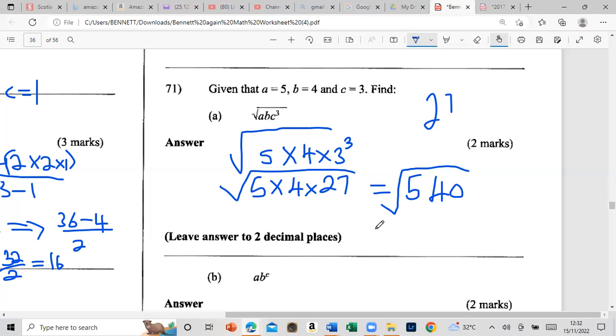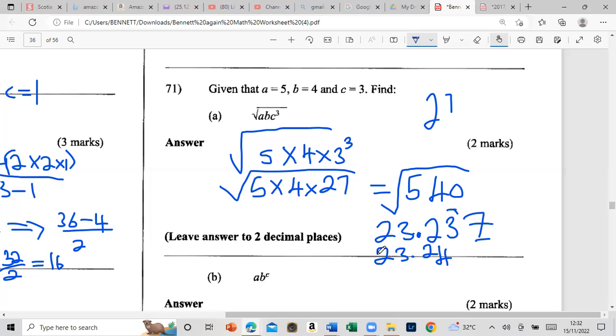Alright, so the final answer is 23.237. It's very important: 2 decimal places means 2 numbers must come after the decimal point. So the final answer would be 23.2, then we look at the next digit, and if it's 5 or over, we add 1 to this, so that's 4. So 23.24 will be our final answer.